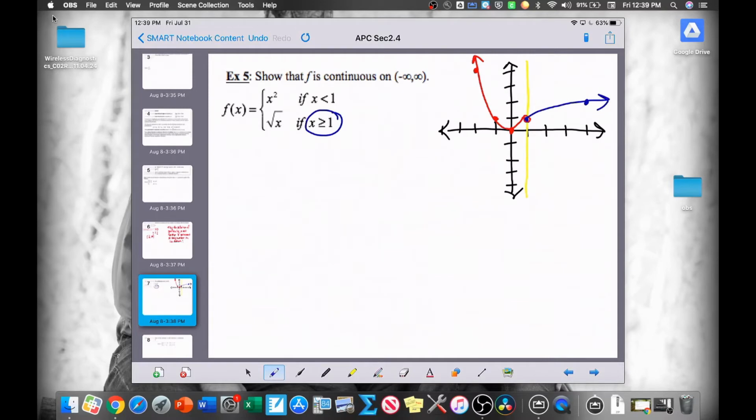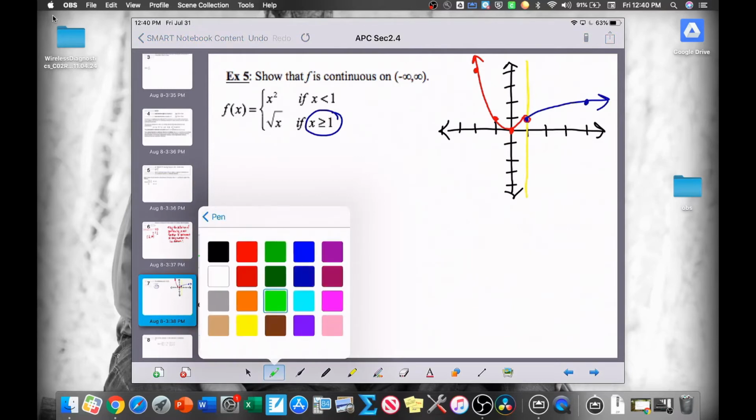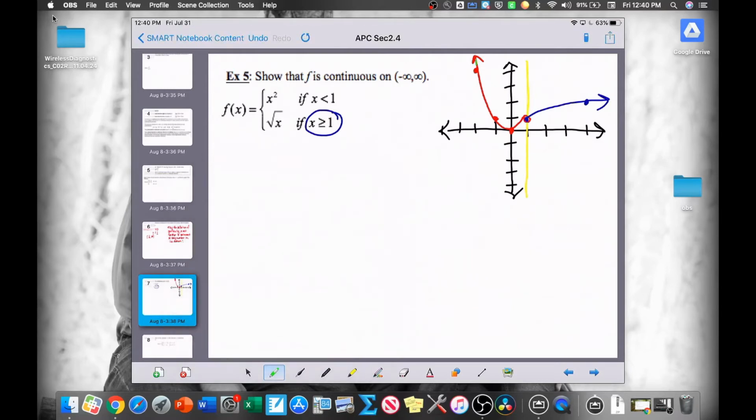So you can see that where the open circle of x squared is lying, we have a closed circle for the square root of x to show that this graph is continuous. And again, quick check, let's do our lift the pencil test. If we were to trace our graph, we never have to lift our pencil. We can continue to trace the entire graph from negative infinity to positive infinity. So it is continuous.